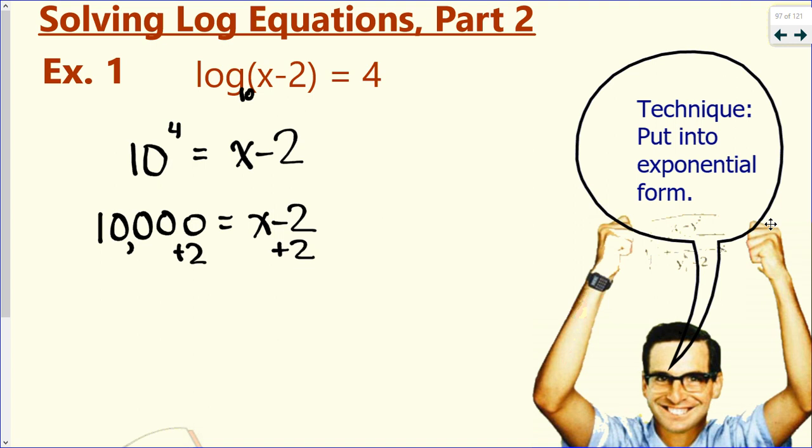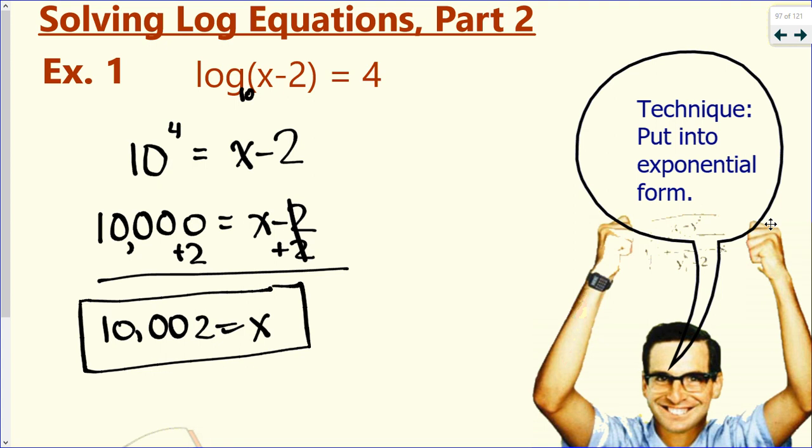So 10,002 is going to be your x value. So that is kind of displaying putting the equation into exponential form. And we would do that if we have an x trapped inside of a log.